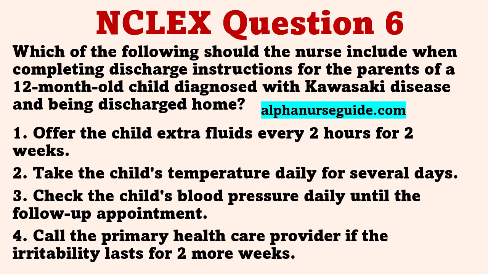Which of the following should the nurse include when completing discharge instructions to the parents of a 12-month-old child diagnosed with Kawasaki disease and being discharged home? 1. Offer the child extra fluids every 2 hours for 2 weeks. 2. Take the child's temperature daily for several days. 3. Check the child's blood pressure daily until the follow-up appointment. 4. Call the primary healthcare provider if the irritability lasts for 2 more weeks.